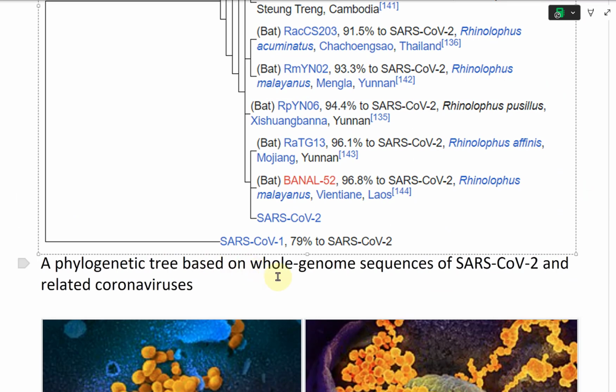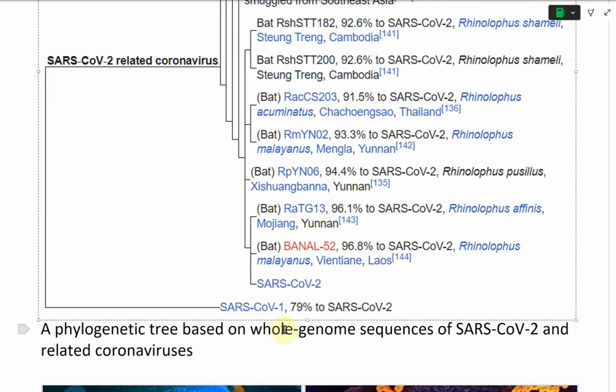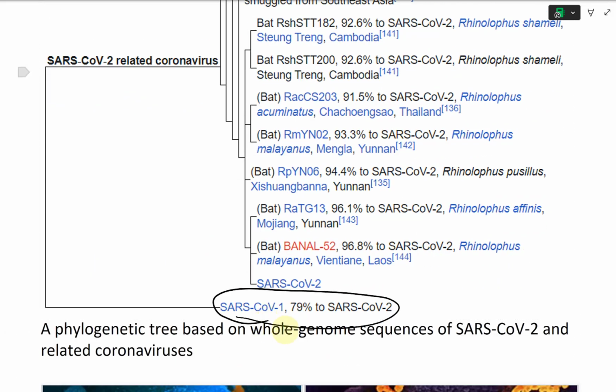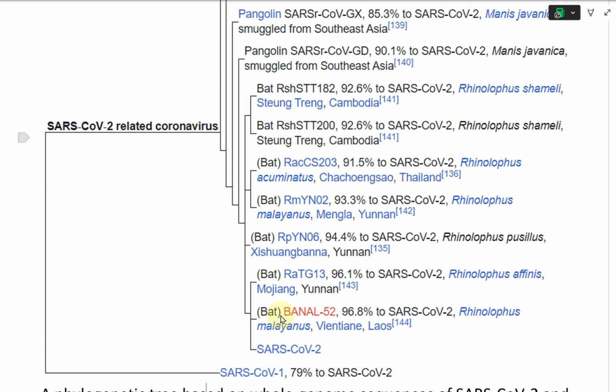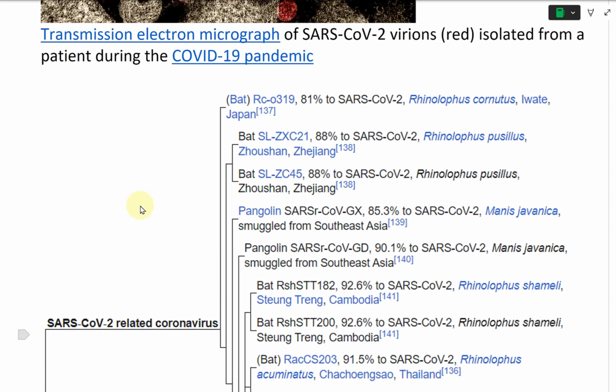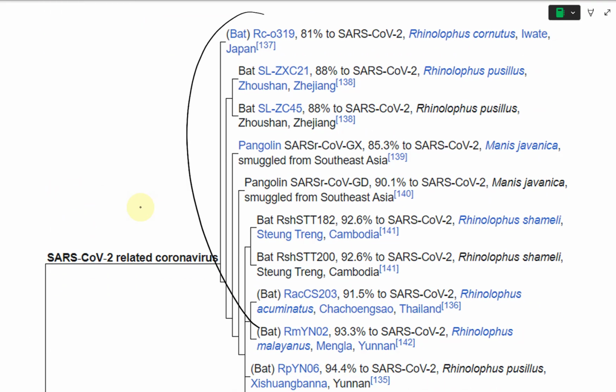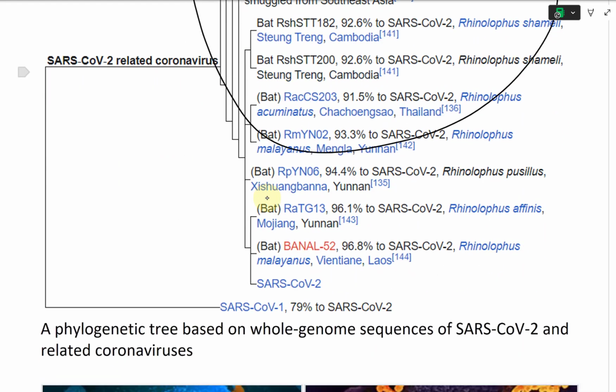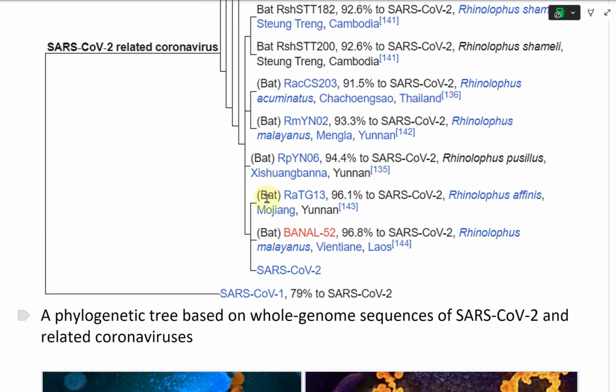Going further, now here is a phylogenetic tree based on whole genome sequences of SARS-CoV-2 and related coronaviruses. So here's SARS-CoV-1, 79% similar to SARS-CoV-2. And there are the SARS-CoV-2 related ones. You have all these other random genetic codes, from bats, pangolins, and so on. You have a lot of these bats, and there's the SARS-CoV-2 one.